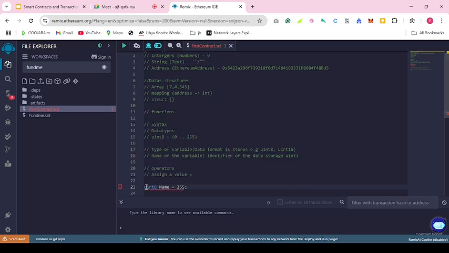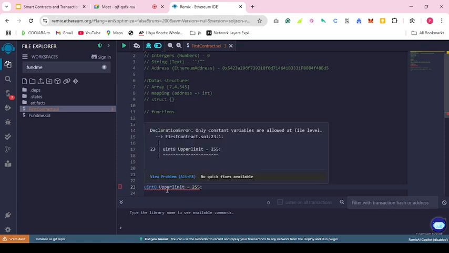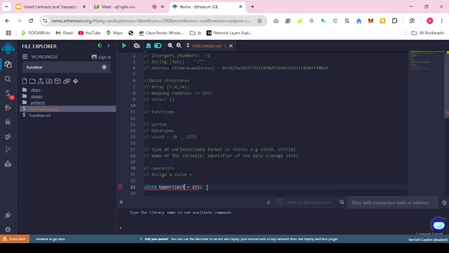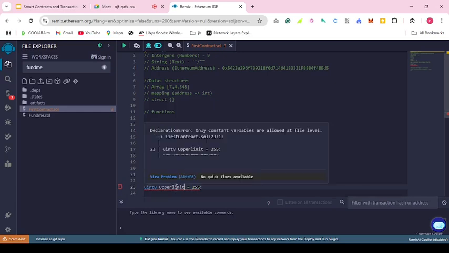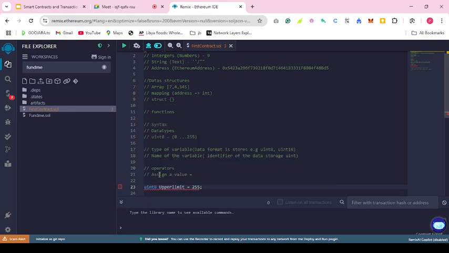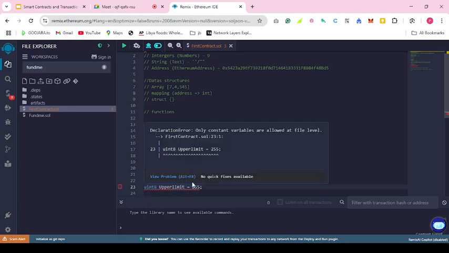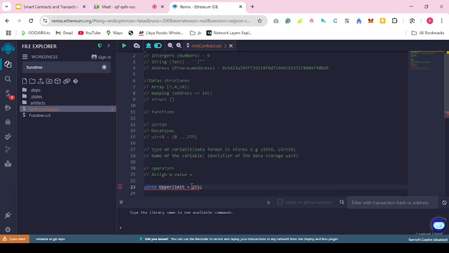Then what is the name? I could call this upperLimit. Okay, there's a reason why there's an error here. We shall look at that later. But this is the way you define a variable in Solidity. You start with the type, the information it's going to store, then the name of the variable, and then after the equals sign, the actual information that it's going to store.